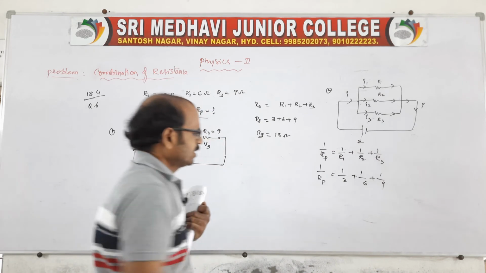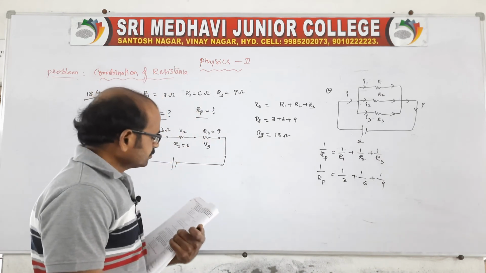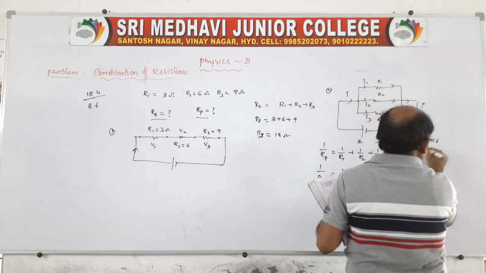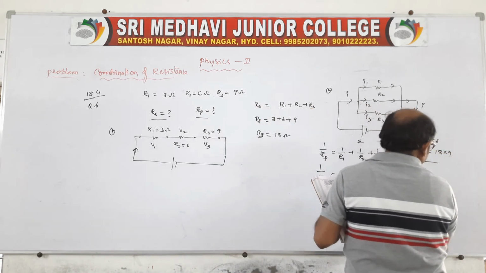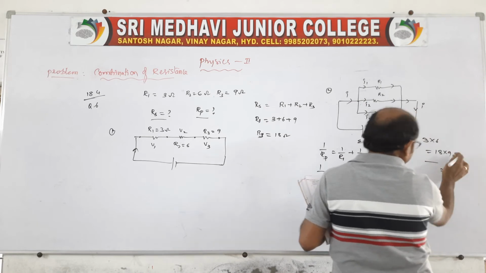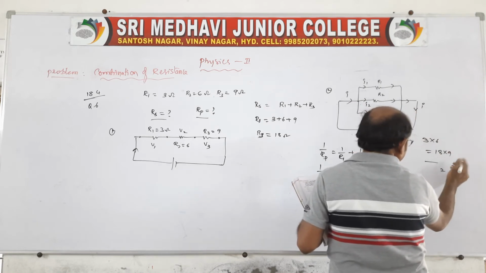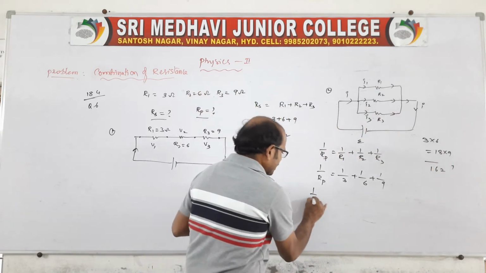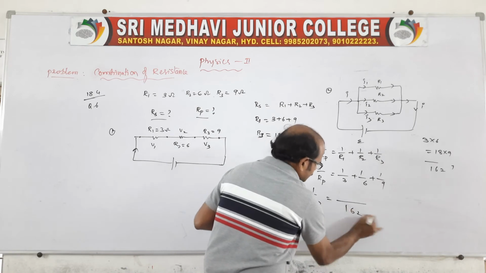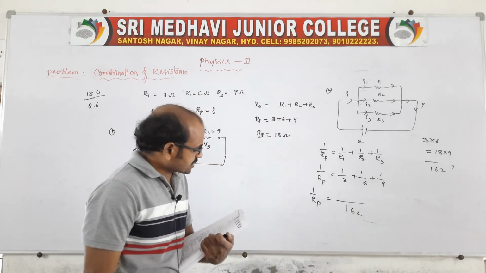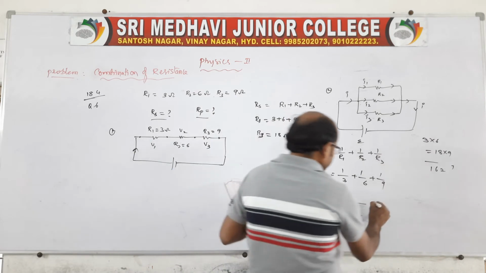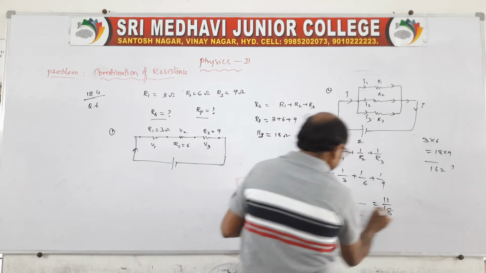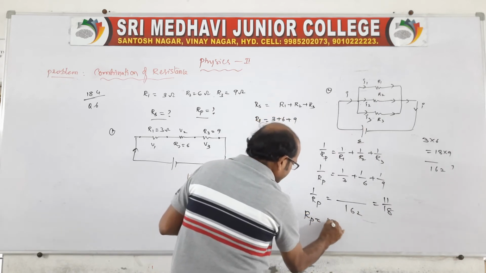So again you take the same approach, like LCM. This may be 3 into 6, 18, 18 into 9, 8 9s are 72, 162 it is. So 1 by RP is equal to 1 by 162. After simplification we may get the final answer, 11 by 18 it is. So RP is equal to 18 by 11.